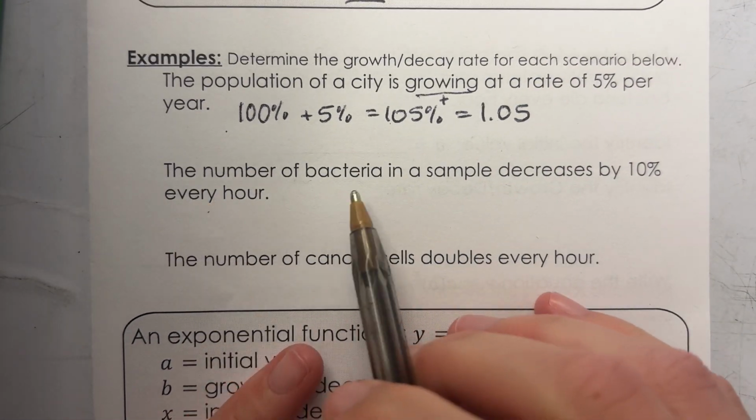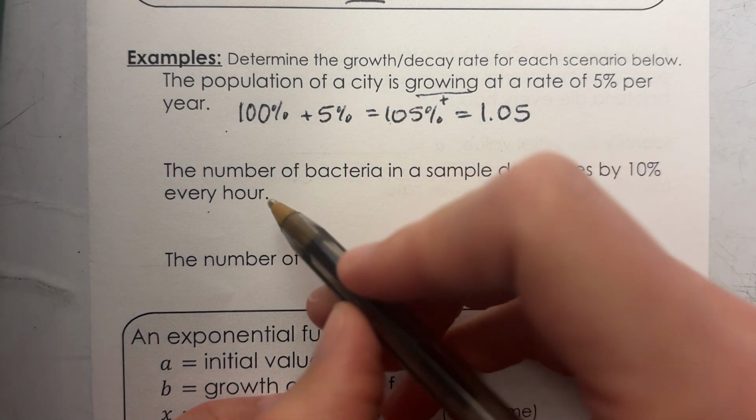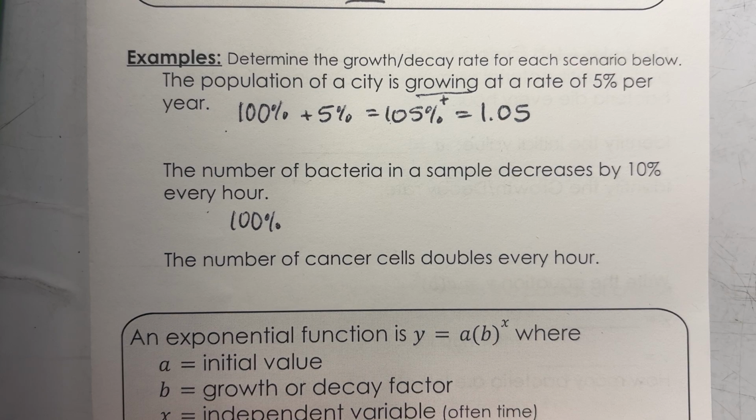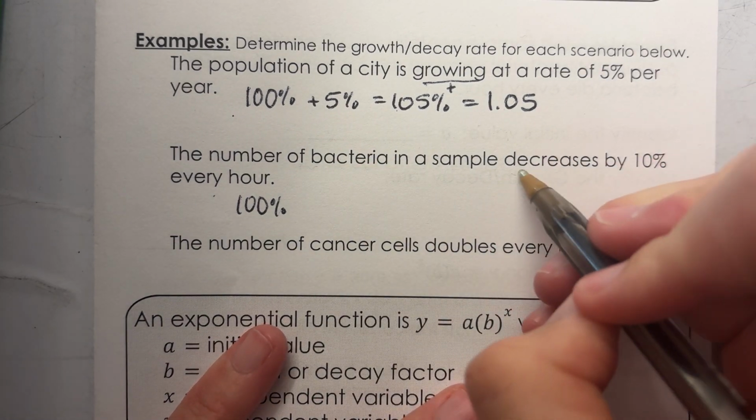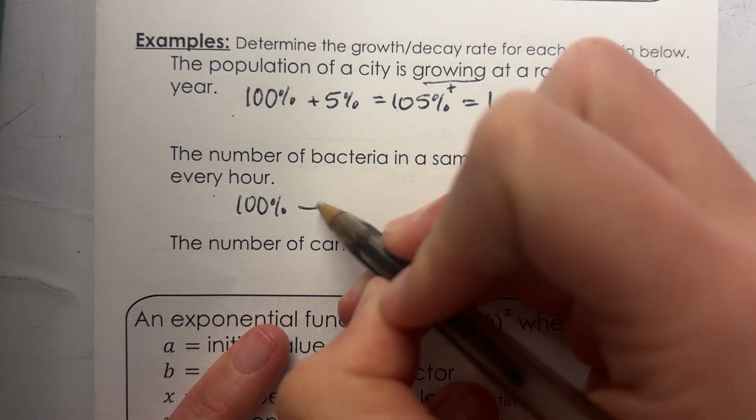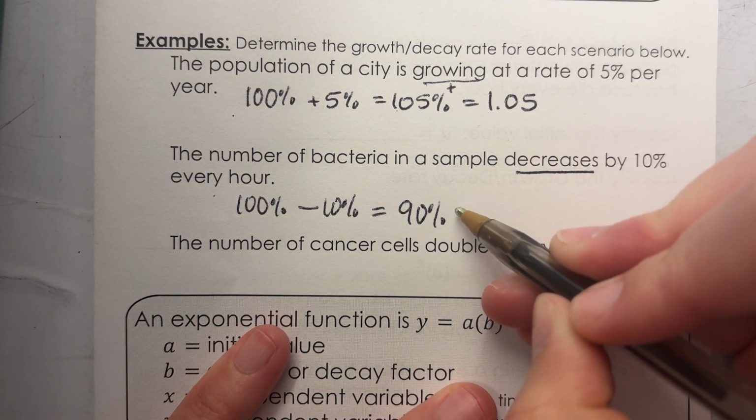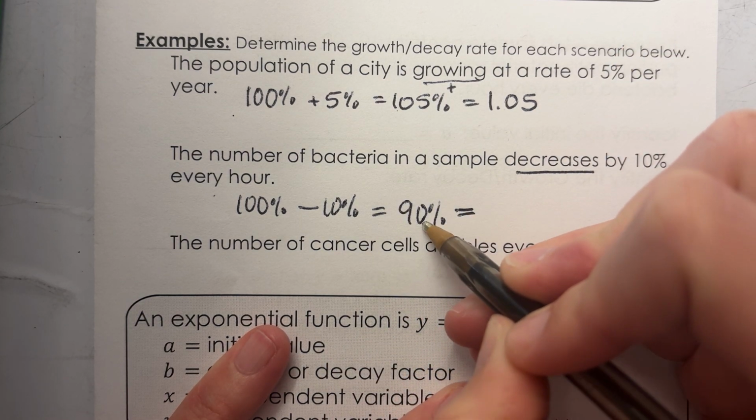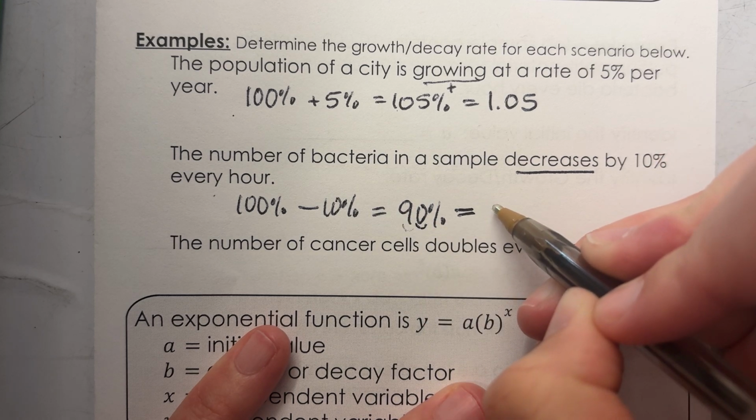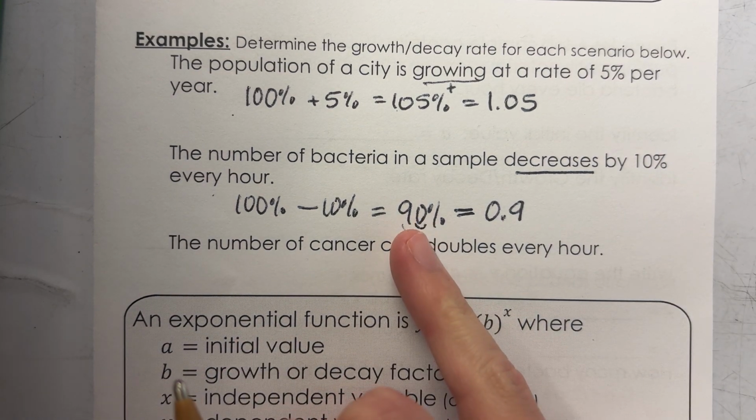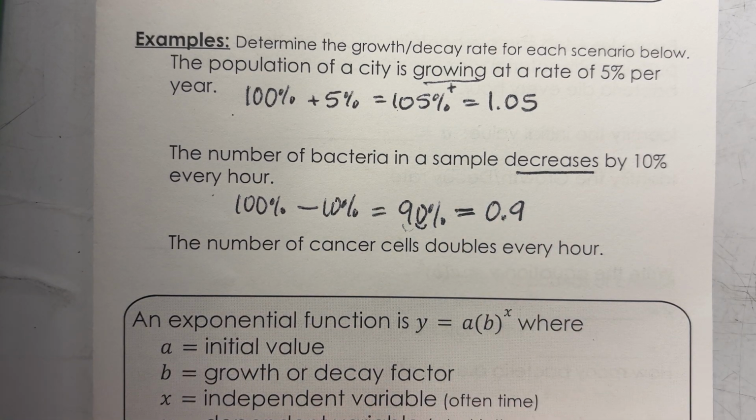The number of bacteria in a sample decreases by 10% every hour. So once again, I am starting with 100%, always starting with 100. In this case, I am decreasing, I'm subtracting 10%. That equals 90%. And again, I change this into a decimal. I'm moving the decimal place twice to the left, and that's 0.9. You could also put 90 divided by 100, and it would get you the same answer.